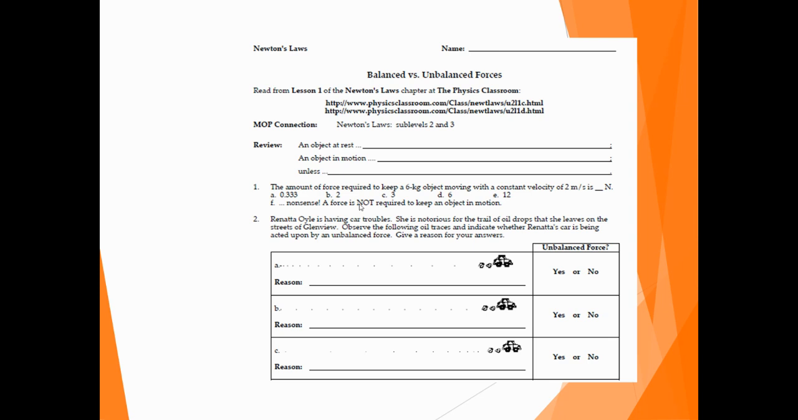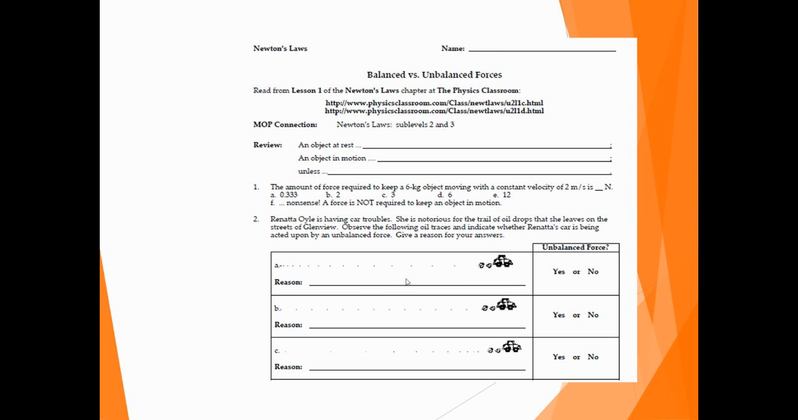Number 2, Renata Oil is having car troubles. She's notorious for the trail of oil drops that she leaves on the streets of Glenview. Observe the following oil traces and indicate whether Renata's car is being acted upon by an unbalanced force and give her reasons for your answer. So here we have to look at the dots on the road. Here we can see the dots are really close together, and then as time goes on, the dots get farther apart, which means that this car started out very slowly and started speeding up. So she changed her speed, which means that we have unbalanced forces, and we can tell this because the spacing of the dots has changed.